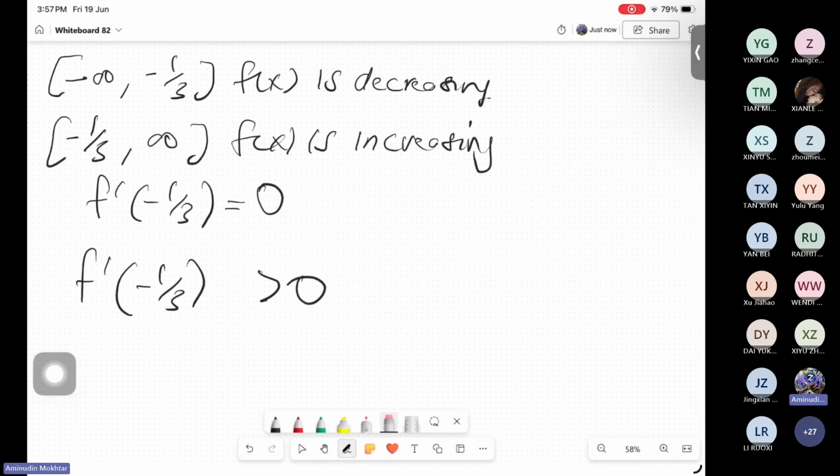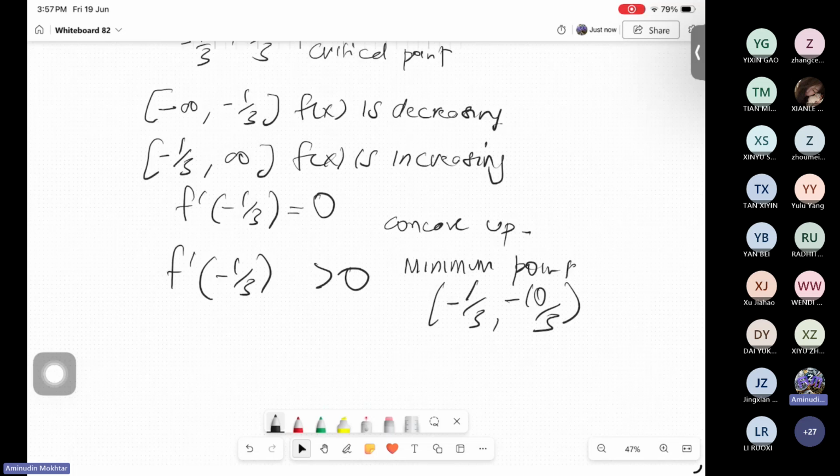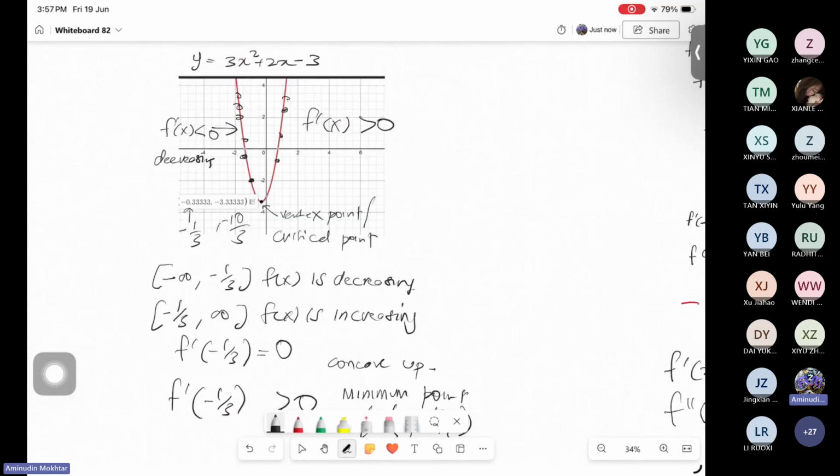The second derivative is positive, so we conclude that the graph is concave up with the minimum point at -1/3 and negative 10 over 3. That's how we can apply the first derivative and second derivative in order to determine the area where the function is increasing or decreasing, and at the same time we can also determine the critical point for the function.